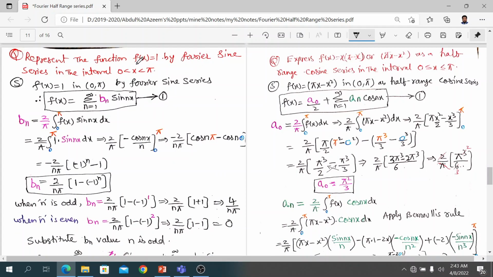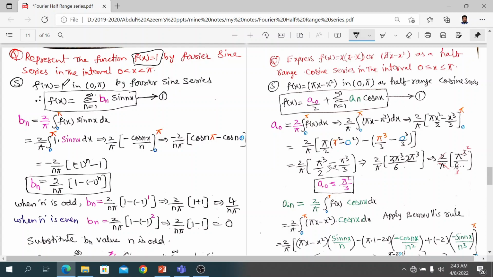Represent f of x is equal to 1 by Fourier sine series in the interval 0 to pi. Okay, now see here, f of x is equal to 1. So what is f of x here? The sigma n is equal to 1 to infinity bn sine nx. First we will find bn. The bn formula is 2 by pi integration 0 to pi f of x sine nx dx.